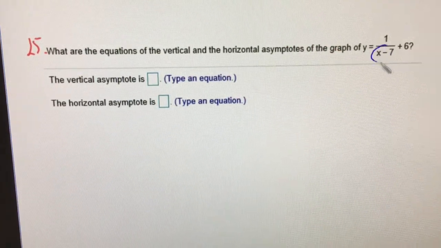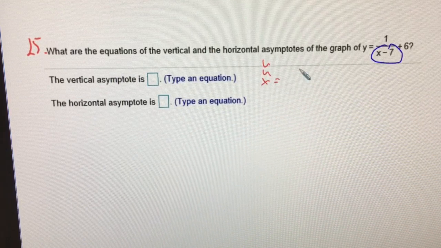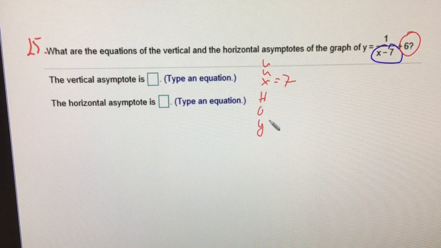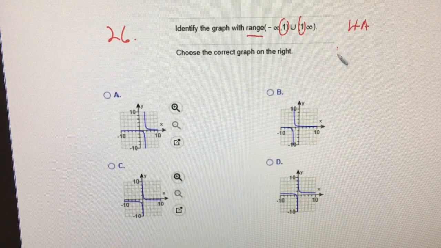The vertical asymptote is going to be the opposite of the -7. And the vertical asymptote is a vux. So it's going to be x equals 7. The same as that number kicking out there. That's going to be a horizontal asymptote, is a hoi. So that's going to be y equals 6. The range, so it's everything but 1. That means it's going to have a horizontal asymptote at y equals 1.